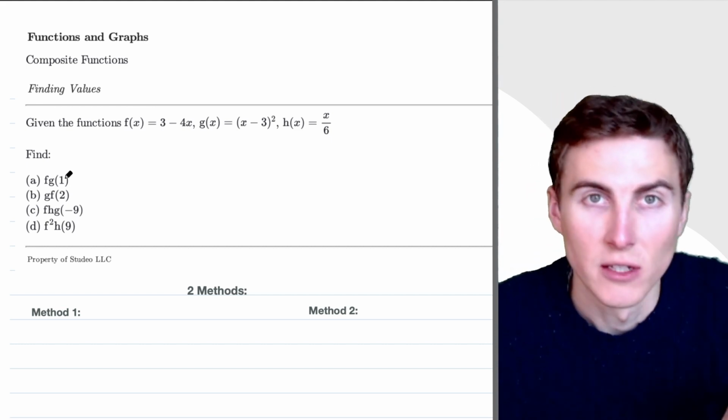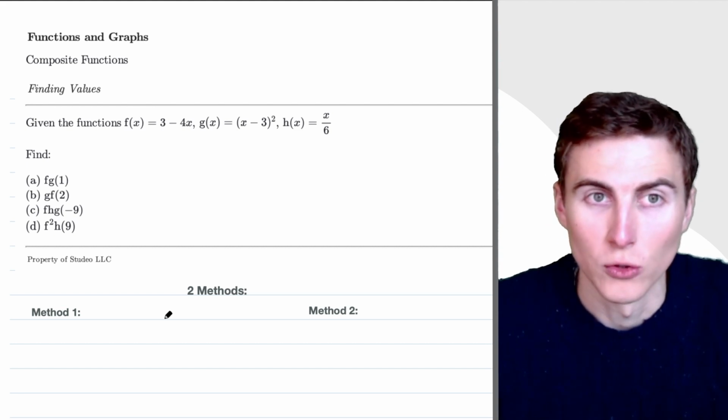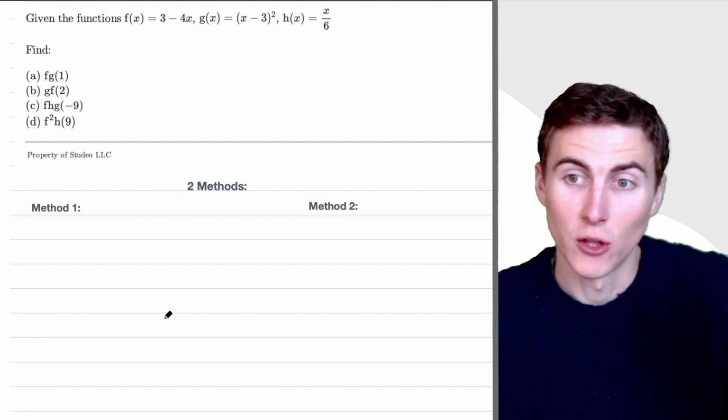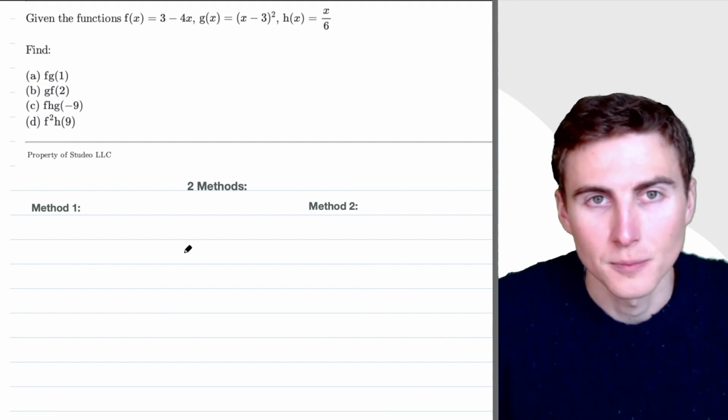Now, for questions like this, there are really two different ways of doing it, and I'm going to show you those two ways first. One, I think, is definitely easier than the other, so for the other questions, we'll just use the easier method. But I want to show you both so that you know what they are.